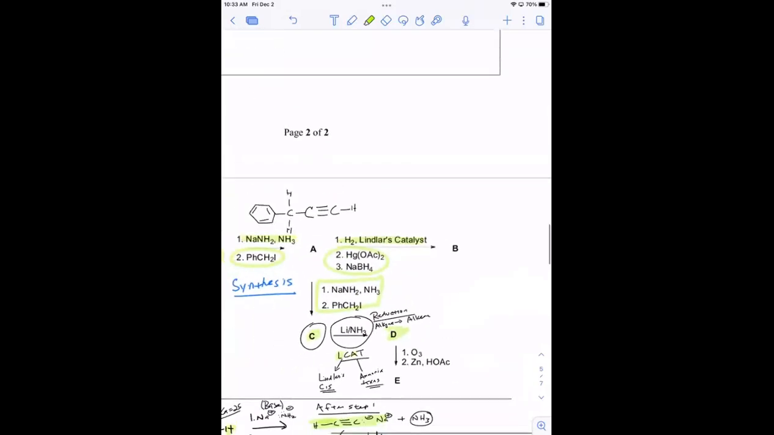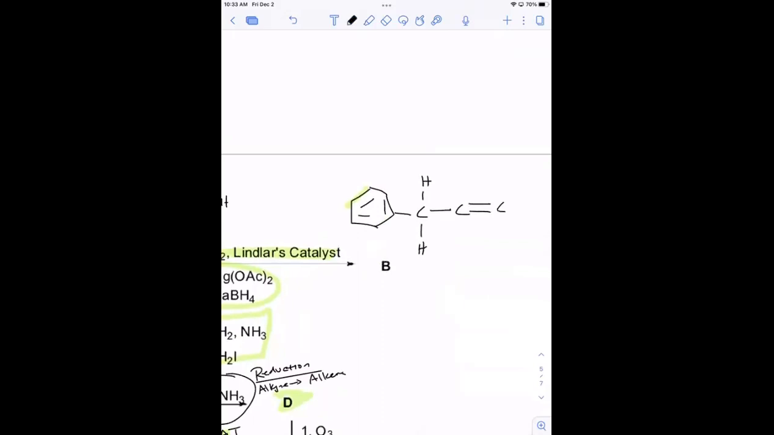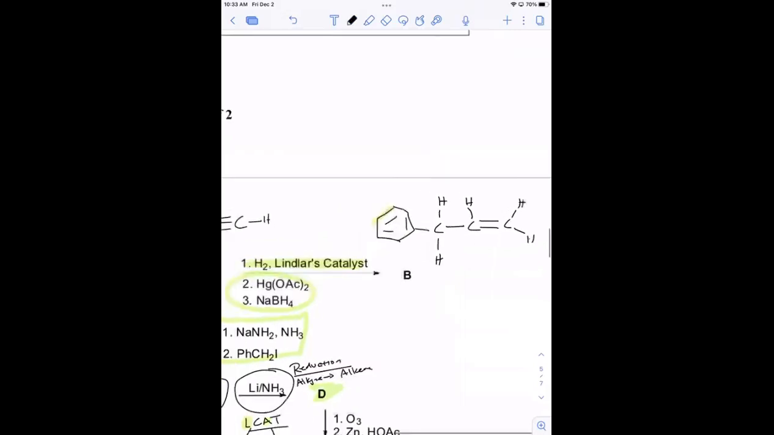Yeah, so we're gonna take the alkyne down to an alkene. I'm gonna draw that. This is not B. This is not the final product. This is the starting material for the second step, for the oxymercuration step. So this is gonna be CH. Like that. And now this is an alkene. So now this is what steps 2 and 3 are gonna act on.